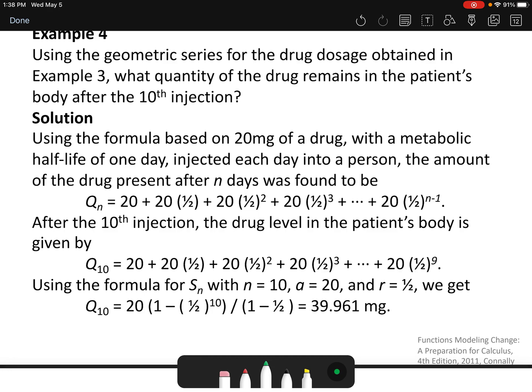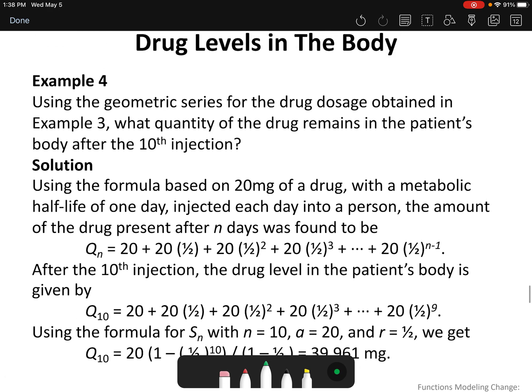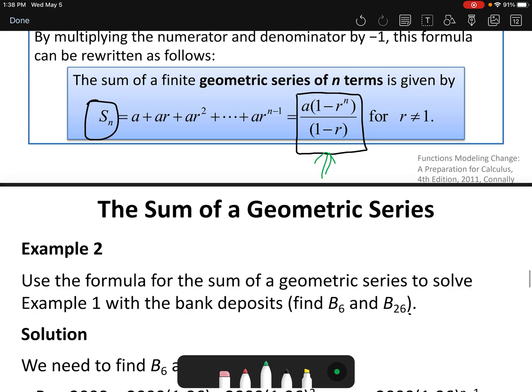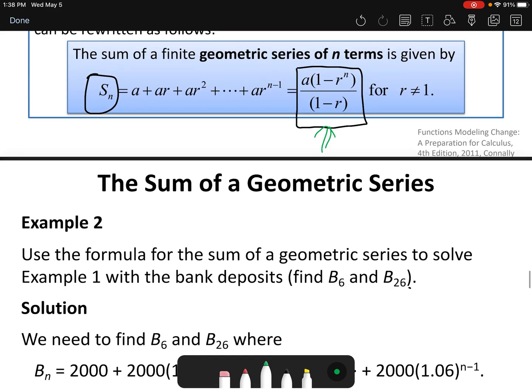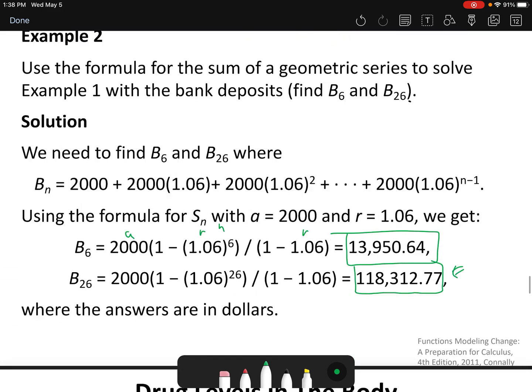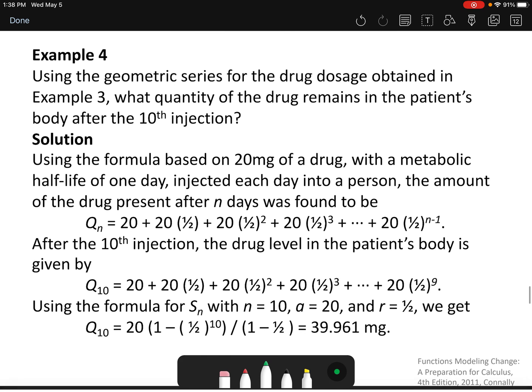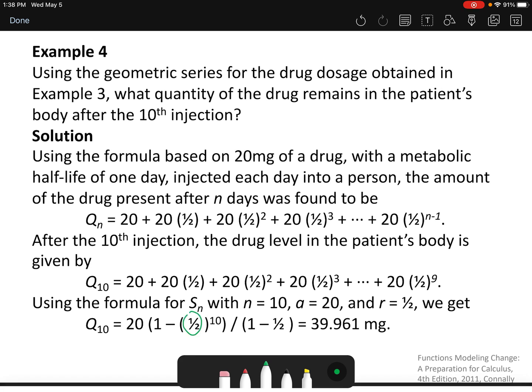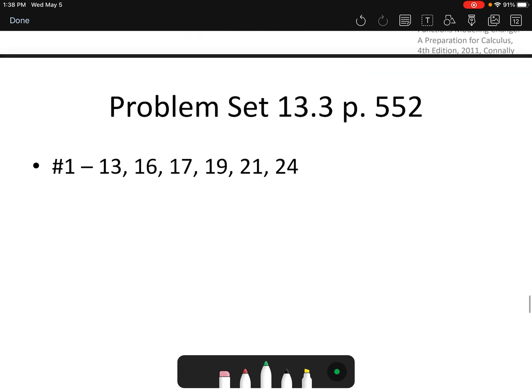So the formula remains the same. You just use the same formula. A, which is 20, we're taking 20 milligrams. Your ratio is a half, and we want to know how many we have after 10 days. We would still have this amount of milligrams in our body. So again, just using the formula of a finite geometric series.